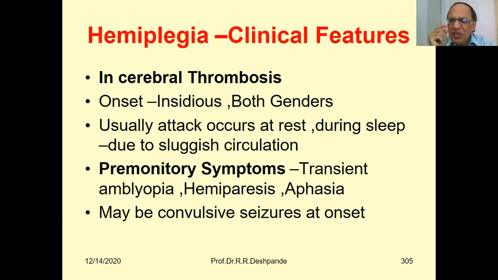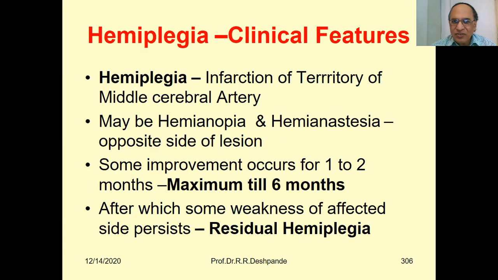Aphasia, speech problem, may be convulsive, seizures at the onset. Next, clinical features, second slide. Hemiplegia is an infarction of the territory of the middle cerebral artery, branch of the cerebral artery, Charcot artery. Write down, C-H-A-R, Charcot artery, most delicate. Boom, hypertension, boom.